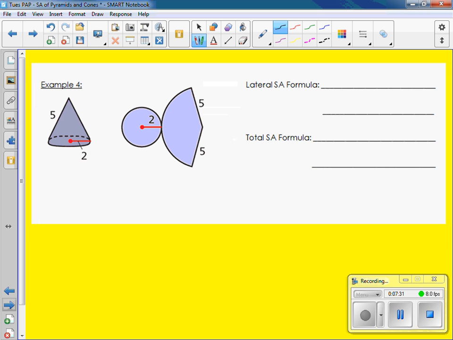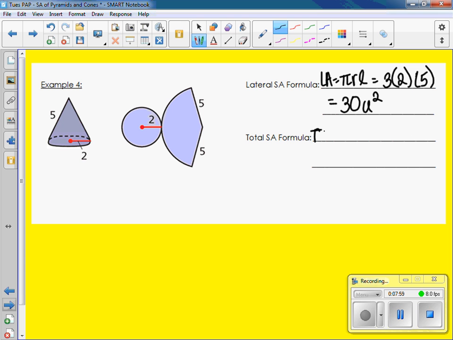So on here, I am going to write the formula and plug it in, and then I'm just going to use 3 for pi just to make our notes go a little bit quicker. So the lateral surface area is pi r L, which is going to be 3 times 2 times 5. Again, please make sure that you are using the radius and not the diameter. 3 times 2 is 6, 6 times 5 is 30, so this is going to be 30 units squared.